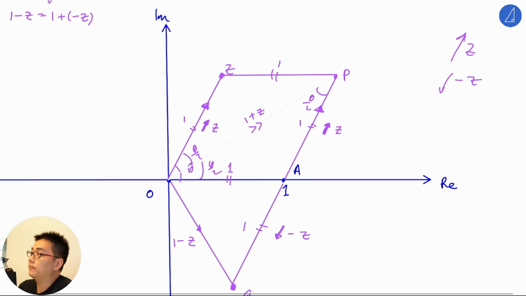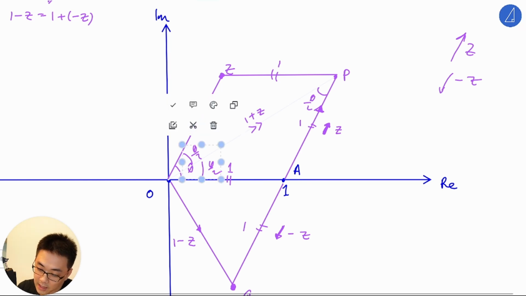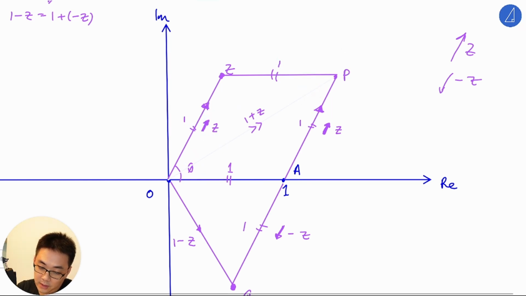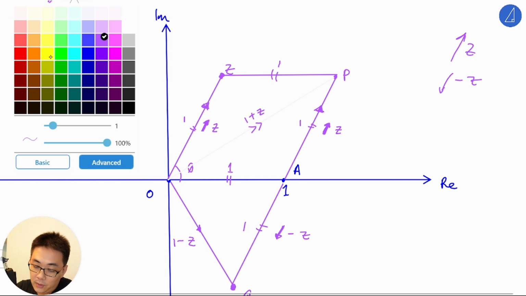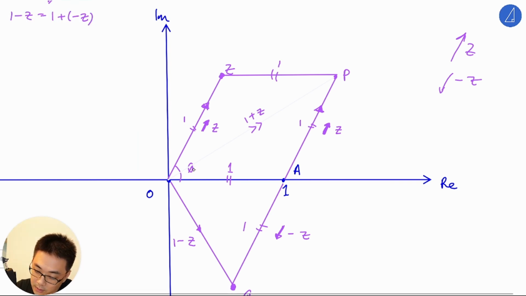Any issue with that? Maybe I should use another color. Now it's like everyone is just purple color. So I use this one. This is theta over 2. Then this is also theta over 2. This is a base angle of an isosceles triangle, right? So this is theta over 2.